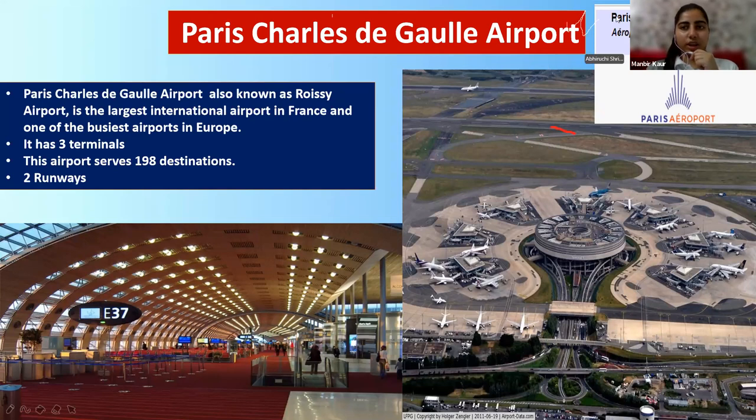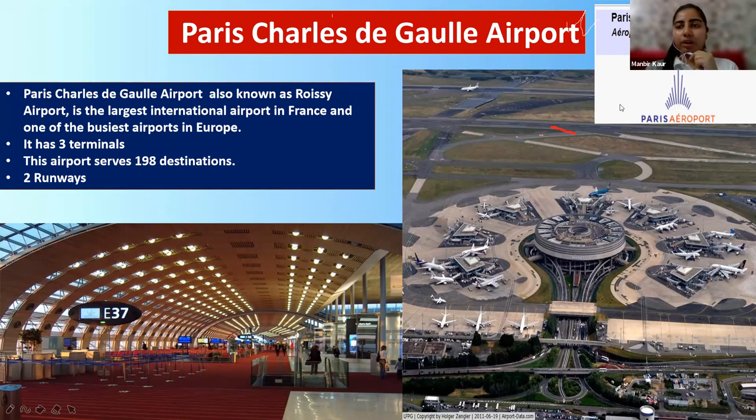So this is the airport, which is also known as Roissy Airport. This is the largest international airport in France, and one of the busiest airports in Europe as well. Here you can see a picture on the left-hand side. This is one of the pictures from the inside of this airport.